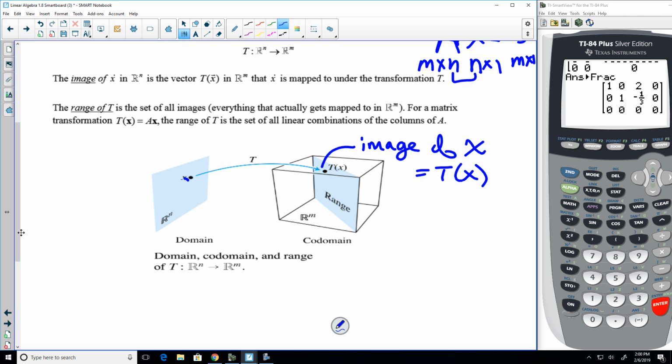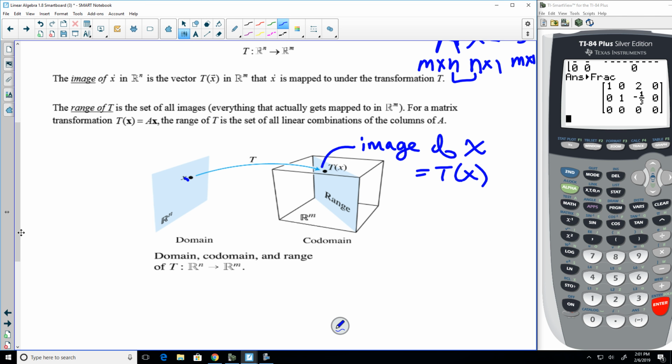That's true of functions too. You just probably were never told that. When you say f of 1 is 4, then 4 is the image of 1 under this function. And then the range of T is the set of all images. It's everything that actually gets mapped into the new space, into the codomain Rm.